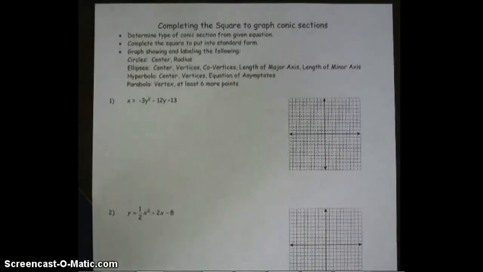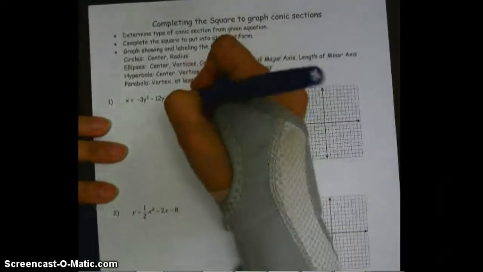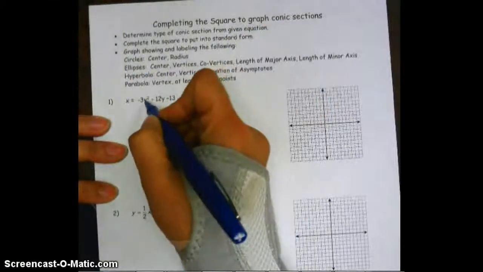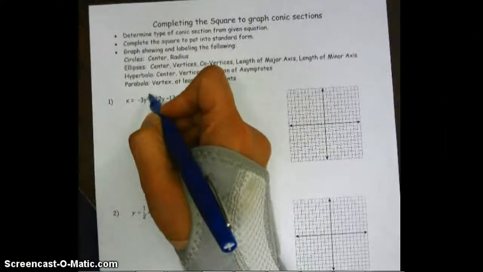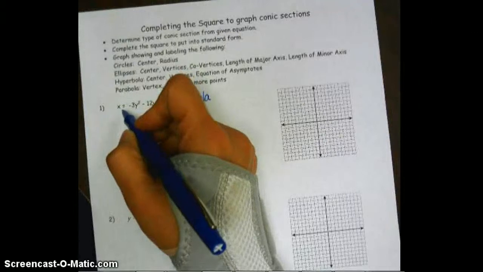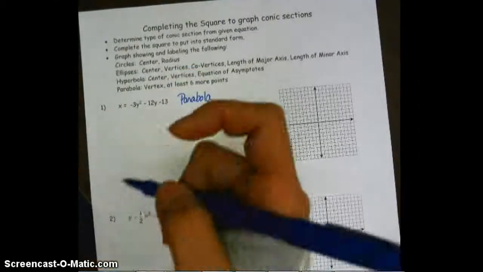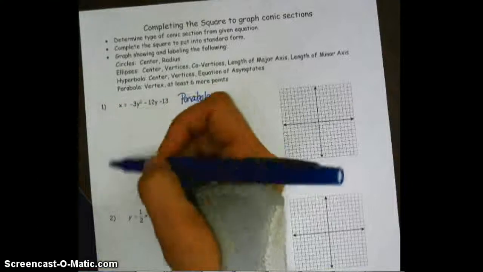And the first question we ask ourselves is: is there an x squared and a y squared term? The answer is no, so that means it's definitely going to be a parabola. And we notice that the y is the squared term, so that means this is going to be a horizontal parabola, because x is not a squared term.